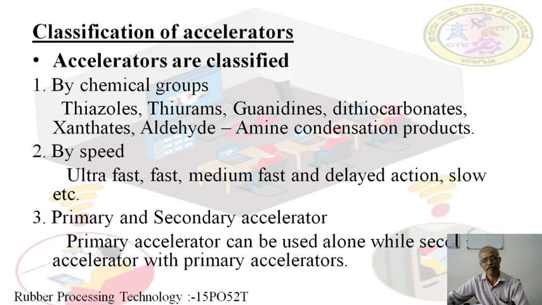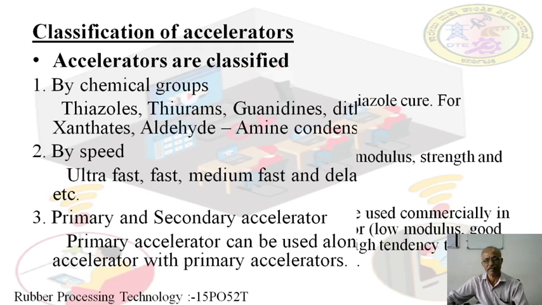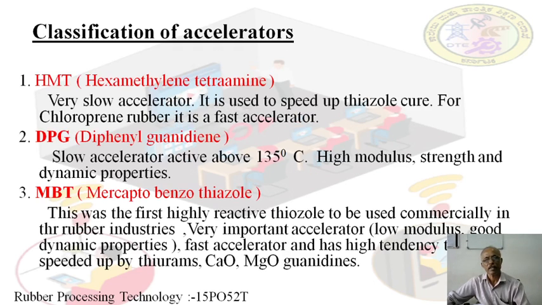Second, by speed: ultra fast, fast, medium fast, delayed action, slow, etc. Third one, primary and secondary accelerators. A primary accelerator can be used alone, while a secondary accelerator is used with primary accelerators. Next, examples under classification of accelerators. One example, HMT, that is hexamethylene tetramine.